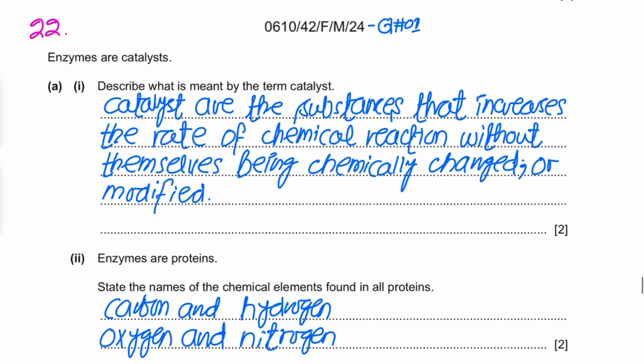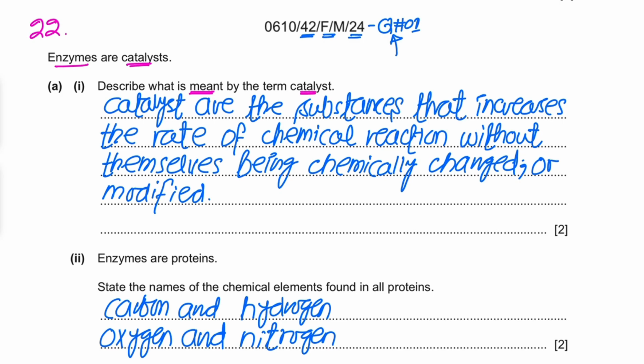Now to this question that we have with us, this came in February-March of 2024, variant 4-2. In your exam, this was question number one, and they are telling you that enzymes are catalysts, and we are required to tell our examiner the meaning of the term catalyst. We know that catalysts are substances that increase the rate of a chemical reaction, and by doing so, they themselves are not chemically changed or modified.